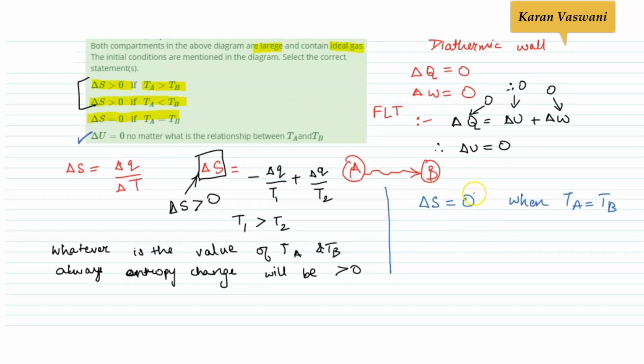So according to me, the correct options will be C and D, but it depends on the examiner what the correct answer is. According to me, both of these are correct, because delta S is greater than 0 no matter what the values of TA and TB are. If TA is greater than TB, then entropy change is greater than 0, and if TA is less than TB, then also entropy change is greater than 0. Okay, thank you.